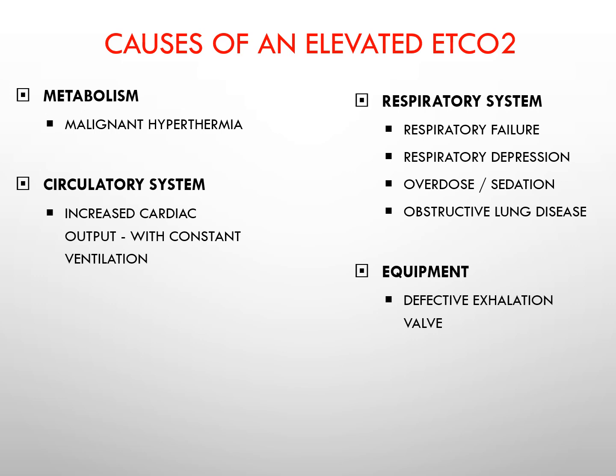On the circulatory side of the equation, you have increased cardiac output with a constant ventilation. So the heart accounts for in the range of about 25% of the oxygen uptake and about 25% of the carbon dioxide production. So you have an increase in cardiac activity. The ventilation has not increased proportionally, and you can actually have more CO2 buildup relative to the body's ability to get rid of it.